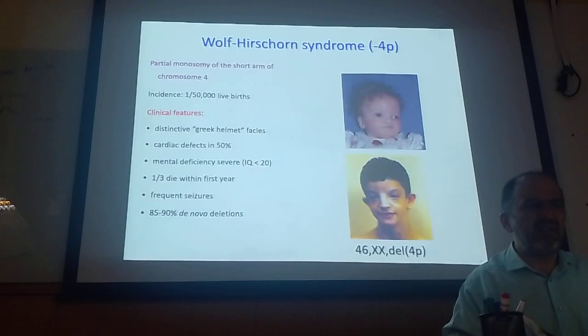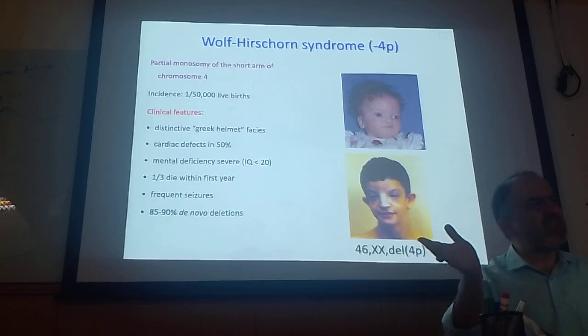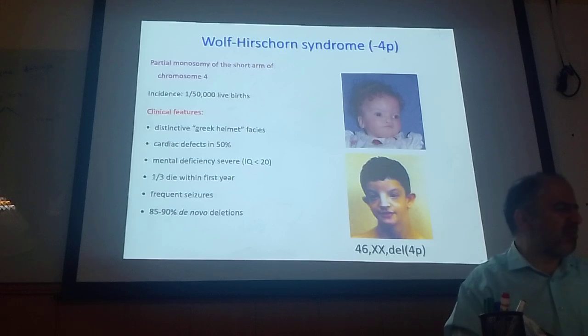They have a 50% risk of cardiac defect. It was 40% for Down syndrome. Mental deficiency is very severe, IQ less than 20, same as trisomy 13 and 18 here. If you can definitely say this baby or that mother has got 4P deletion, you can go for therapeutic abortion. One third of them will die in the first year.